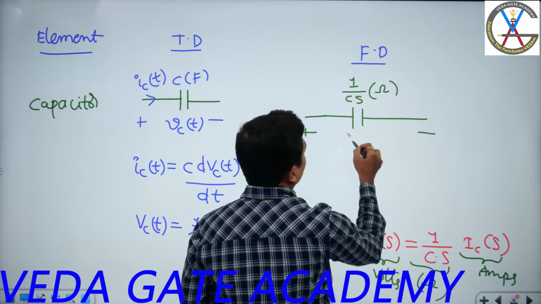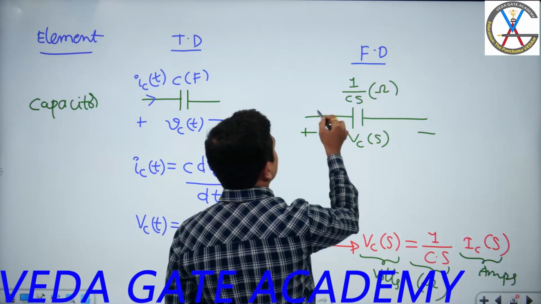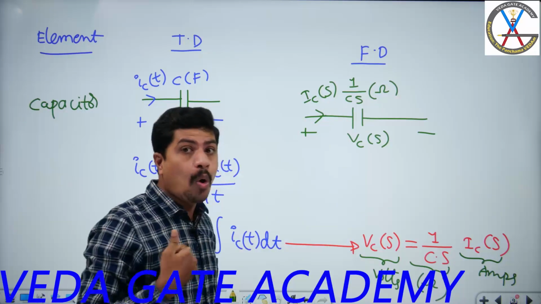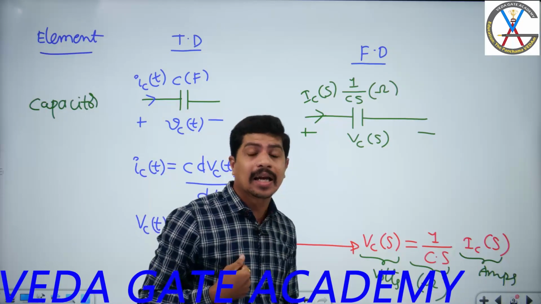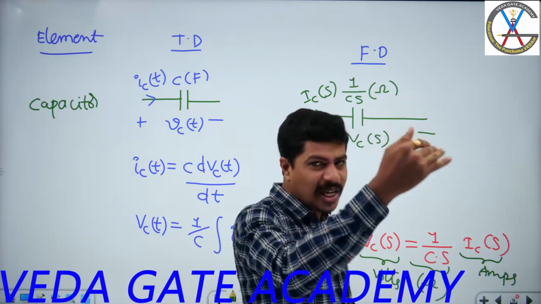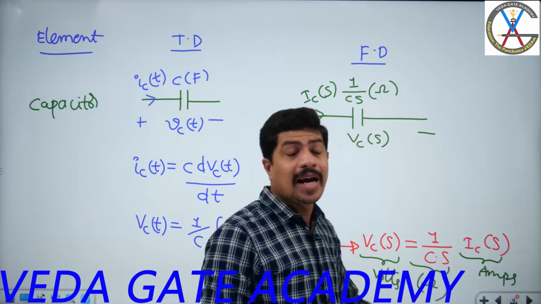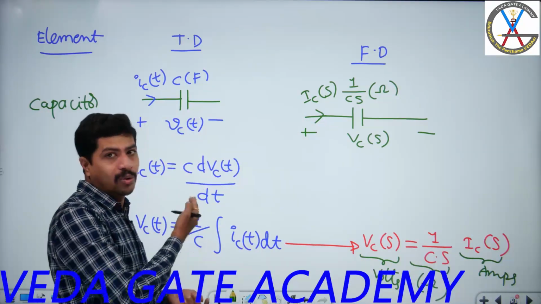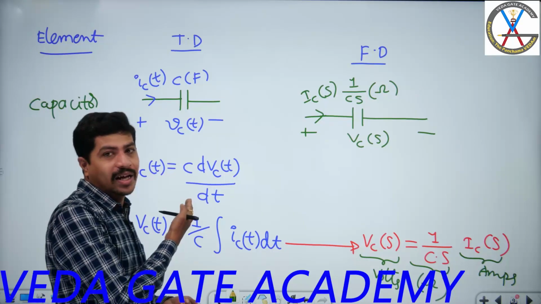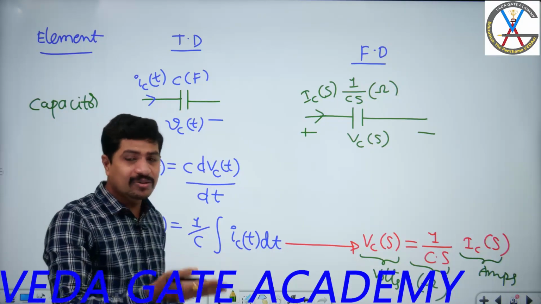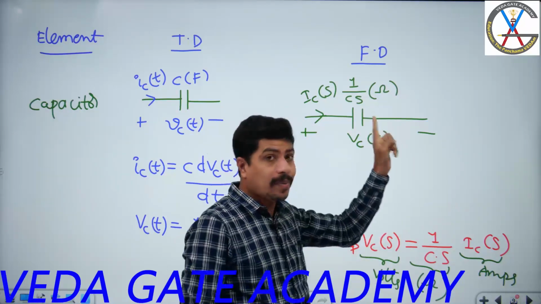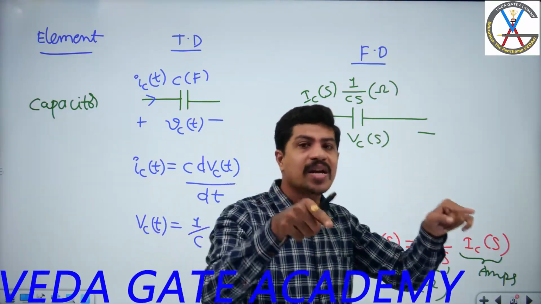This is Vc of S. Ic of S is the current. I can apply Ohm's law directly, which means I can write current is equal to voltage divided by impedance directly in S domain for the capacitor also. Can you write current is equal to voltage divided by capacitance? Never. Units will not match. Here the quantity is not capacitance, it is impedance.